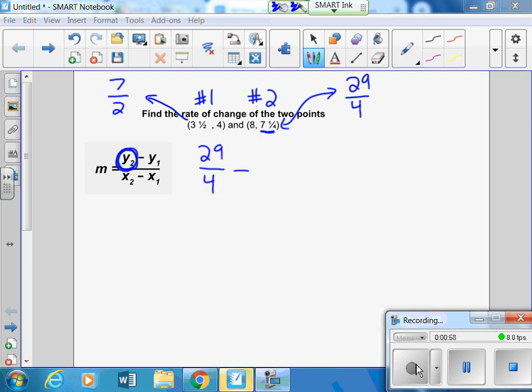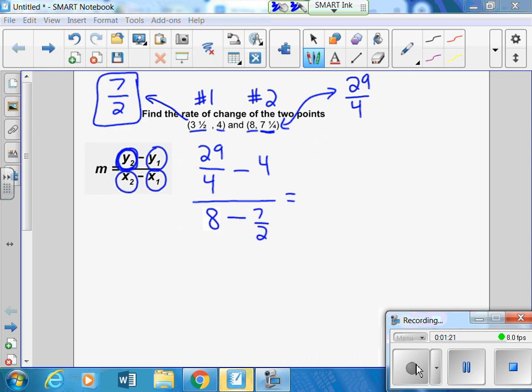Minus. Now we need the y coordinate in the first ordered pair, which is 4. Over. X coordinate in the second ordered pair, that would be 8. Minus the x coordinate in the first ordered pair, which is 3.5 or 7 over 2.